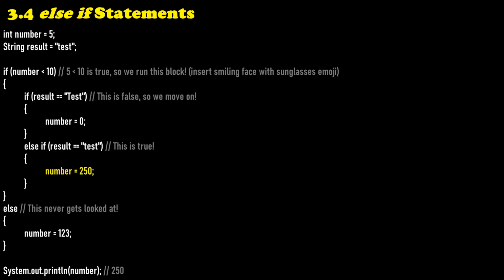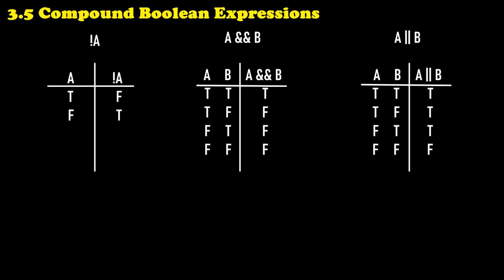If we want to add more complexity to our code, we can use nested if statements, which are if statements inside other if statements. Compound Boolean expressions can consist of the not, and, or logical operators. Just like any other Boolean expression, these evaluate to either true or false.